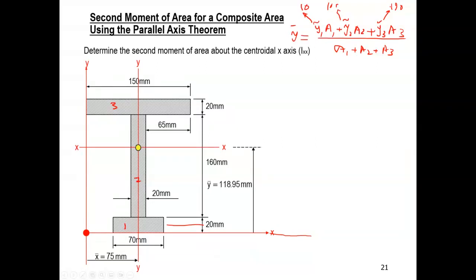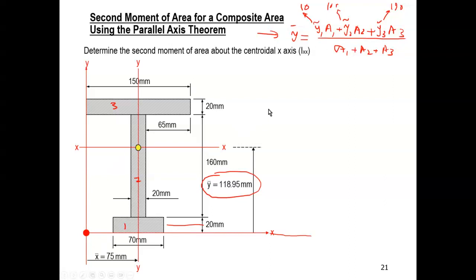And I'm sure everyone knows how to calculate the area of each. So A1 is 20 multiplied by 70. Area of 2 is 160 multiplied by 20. And the area of the 3 is 150 multiplied by 20. So if you plug all these values in and do the calculation, you end up with y bar for the compound shape, or for the composite shape, 118.95. This is a very fundamental step. You have to take this step to do the calculation.